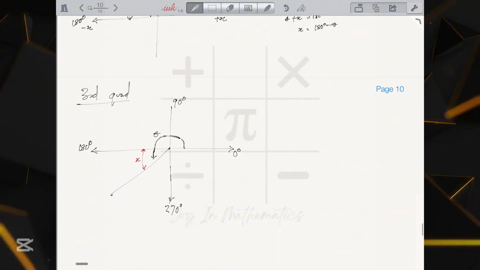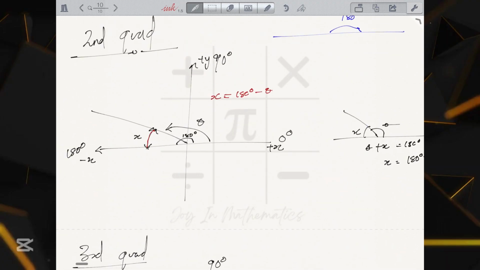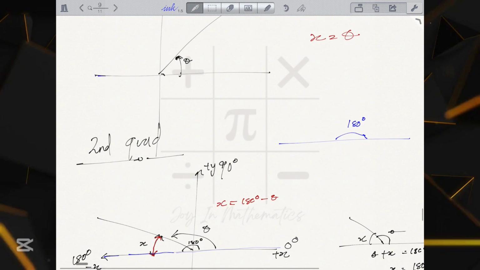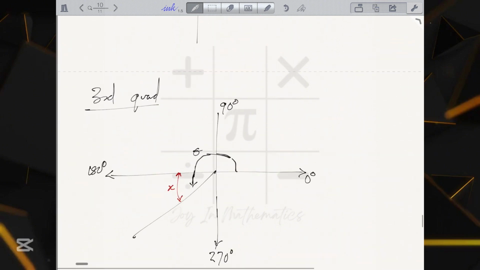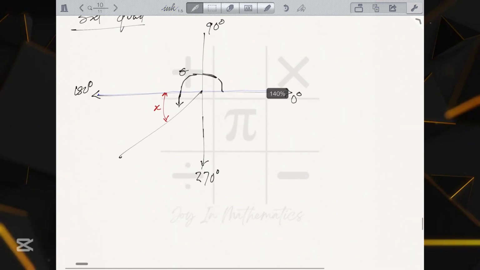Now if you look at this in the second quadrant, it was relative to the x-axis. So we are taking the x-axis as the point of contact. In the same way here, we are also taking the x-axis as the point of contact.